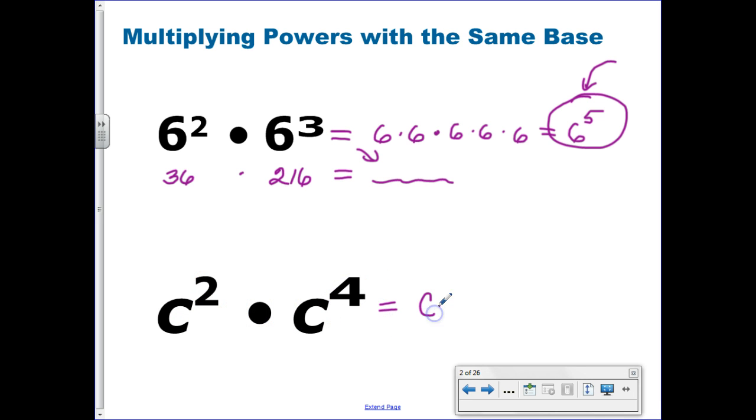If I expanded this out, C to the second power means C times C, and C to the fourth power means C times C times C times C. Well, I'm not telling you what value to substitute in for C, and so there's really nothing we can do to evaluate this. The only thing we can do is write this in a neater fashion using exponents by saying this is the same as C to the sixth power. Look back at this one. 2, 3, 5, 2, 4, 6.